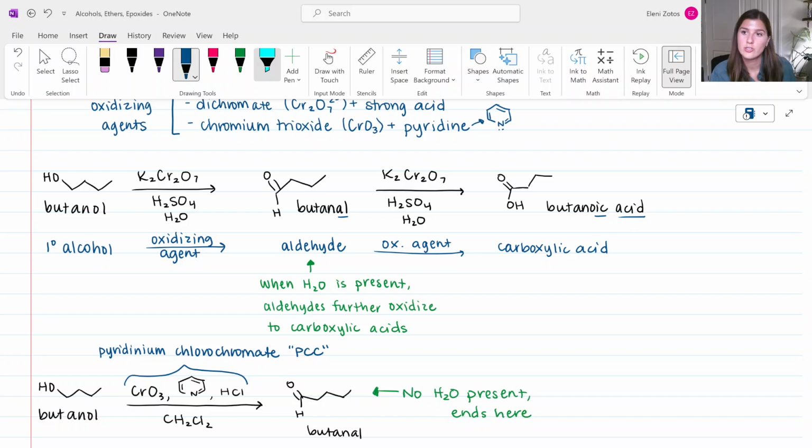I want you all to be able to remember what PCC is and recognize this set of reagents. If you see CrO3, pyridine, HCl, CH2Cl2, I don't necessarily expect you all to remember this full name. Usually we don't represent these reagents by writing out the full name. We'd either write PCC or write out the specific molecules in the molecular representation.